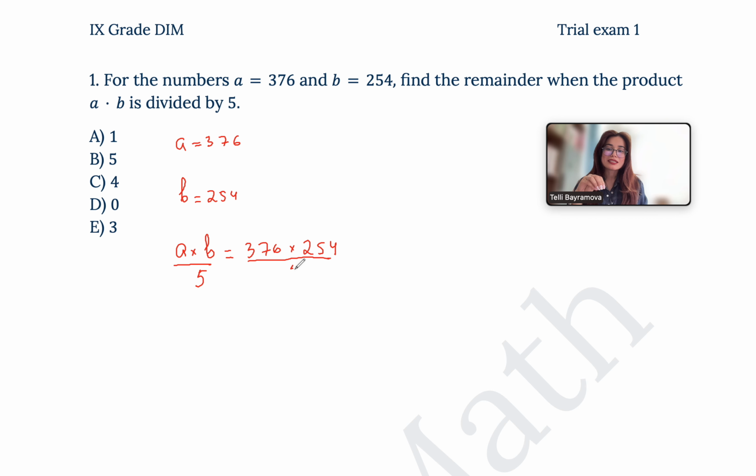So guys, for this question, you need to divide one by one. We are talking about remainder, right? We don't care about what the answer is. And the DIM exam never asks you to multiply a 3-digit number by a 3-digit number because you have a time issue. So divide one by one.